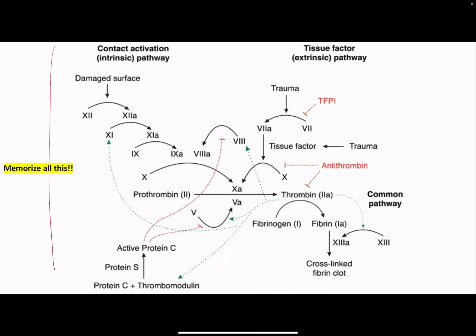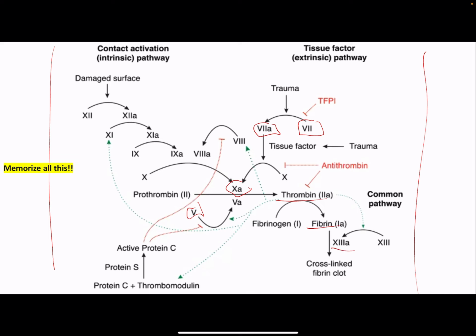And this is just a great sum of everything. I would absolutely memorize all this. So for the extrinsic pathway, 7 gets activated by the tissue factor to make 7A. That can activate 10. 10 pairs up with 5. This together makes thrombin, which makes fibrin. Fibrin then also has to be cross-linked by 13.